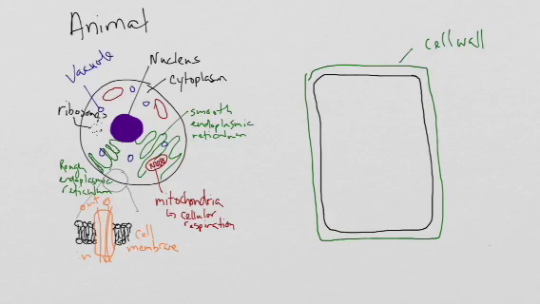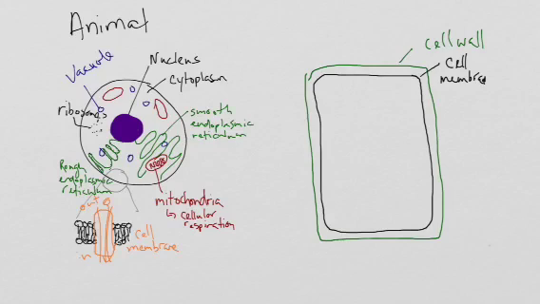Plant cells don't necessarily locomote. They don't need to move as much. They need to be more solidly built. And just like the animal cell, plant cells also have a cell membrane, which is the inner of these two lines. It's the same color as the cell membrane in the animal cell.